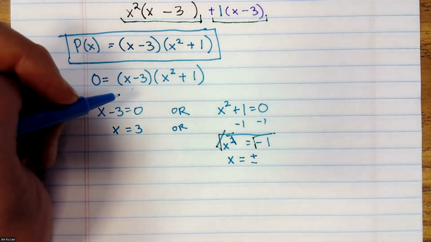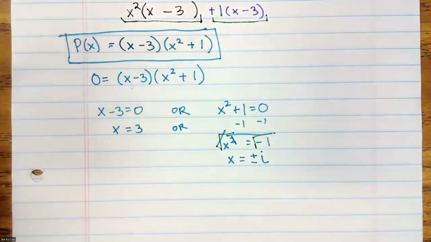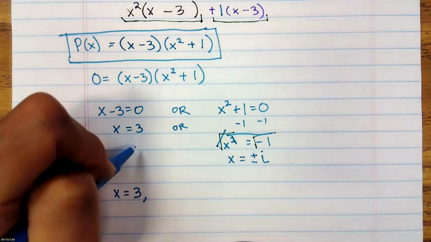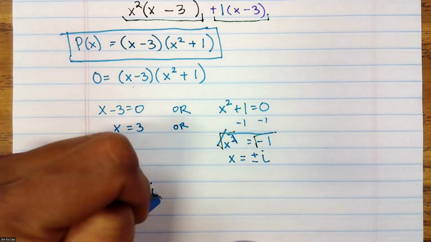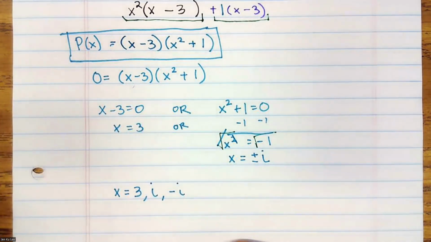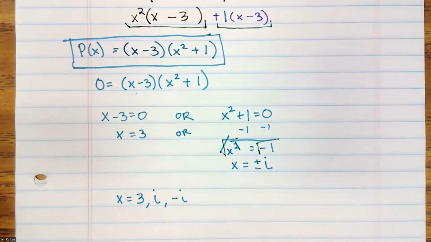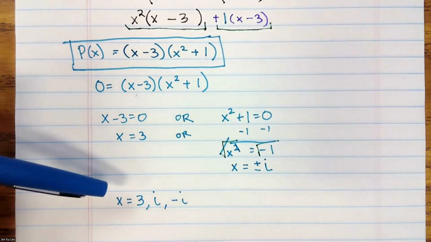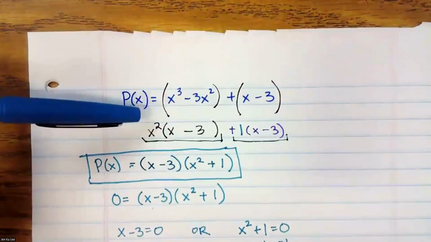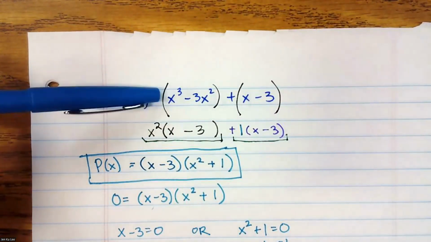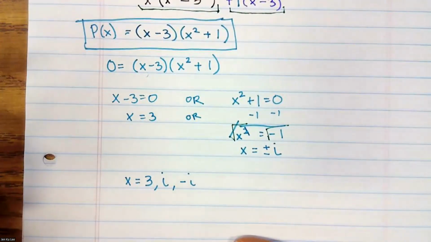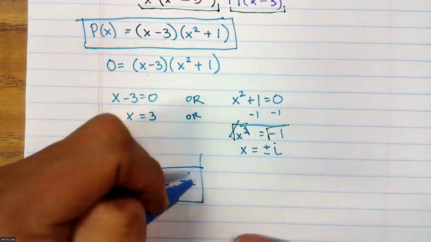Square root of negative 1, which is i, right? So my zeros are 3 from here, positive i, and negative i. Okay? Now notice I have 3 zeros, 1, 2, 3, right? 3, i, and negative i. And look at the degree of the function. It's to the third. Okay? So now I know I have all my zeros and I am good.